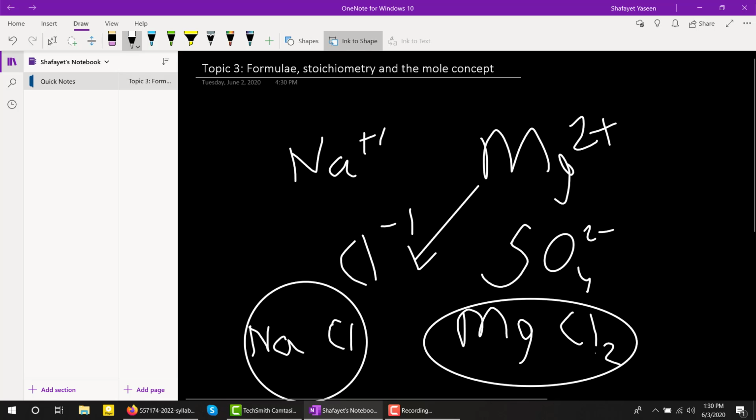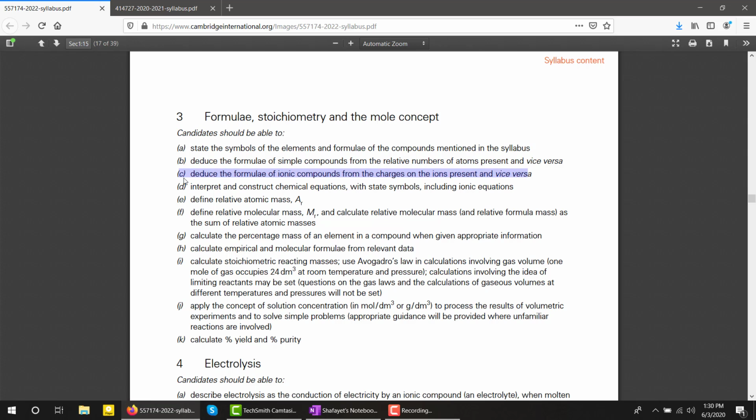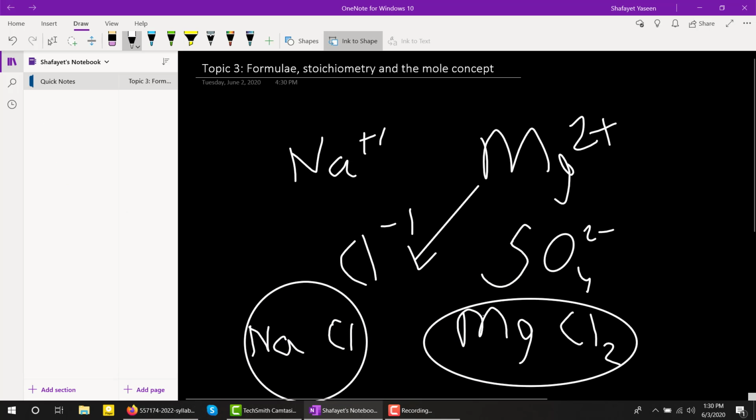So it's basically pretty simple. It's 2. So there are 2 atoms of chlorine here and 1 atom of magnesium here, right? So I guess that's pretty straightforward and simple. So the third outcome that we had was about deducing the formula of an ionic compound from the charges in the ions present and vice versa. Oh, I forgot to mention the vice versa stuff.